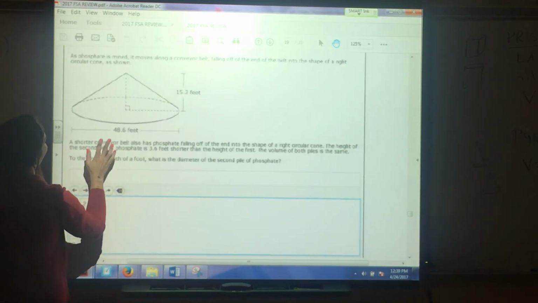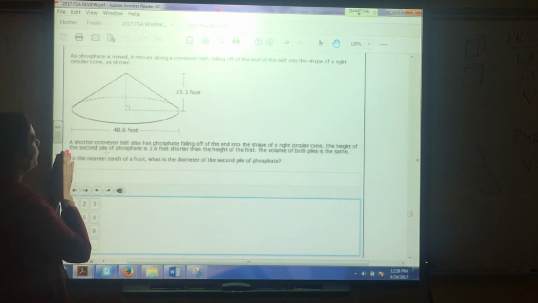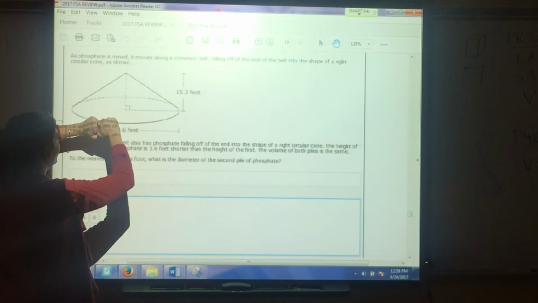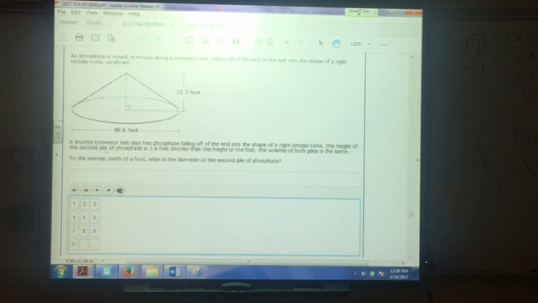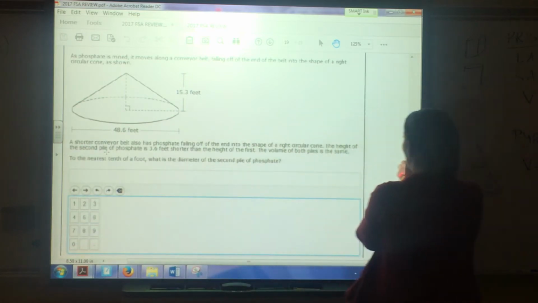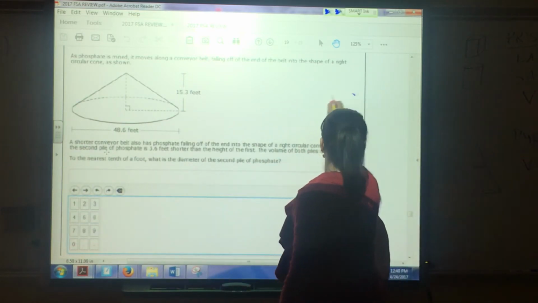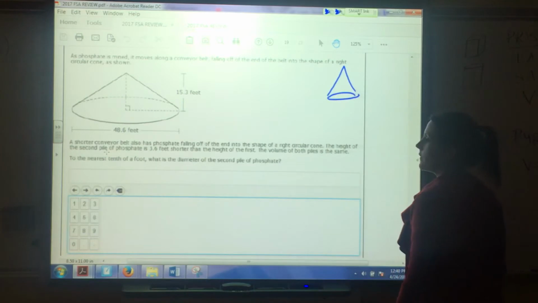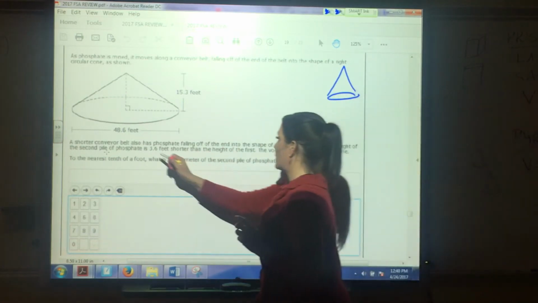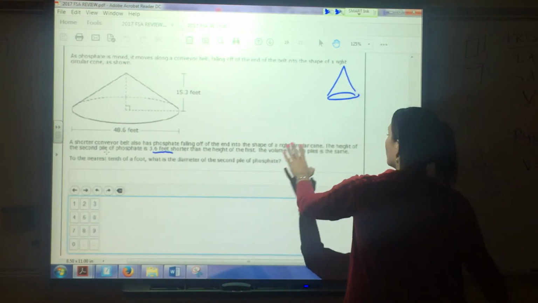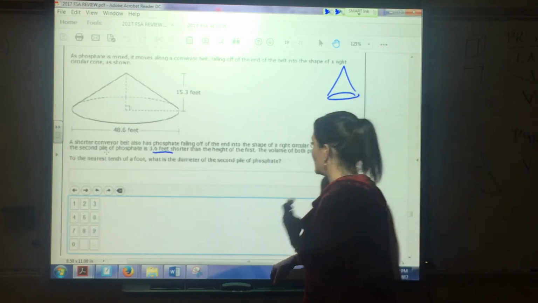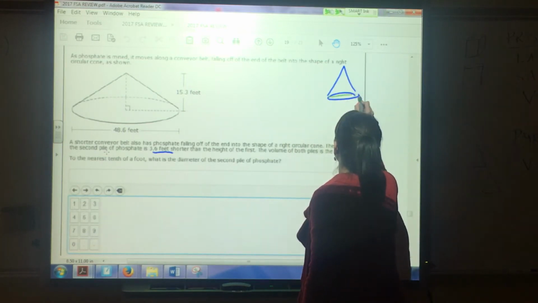All right, they're talking about as phosphate is mined, it moves along the conveyor belt, falling off the end into the shape of a right circular cone as shown. A shorter conveyor belt also has phosphate falling off of the end into a shape of a right circular cone. The height of the second pile is 3.6 feet shorter than the height of the first. The volume of both is the same. To the nearest tenth of a foot, what is the diameter of the second pile? So it's asking us for that.